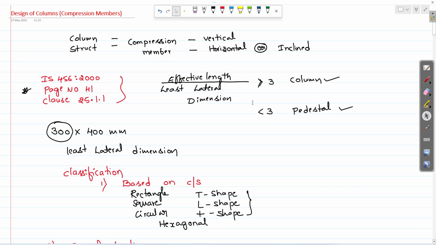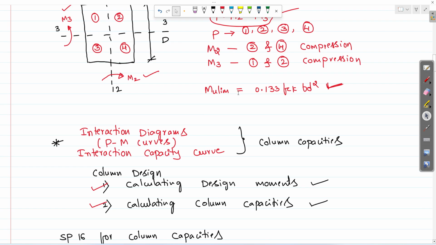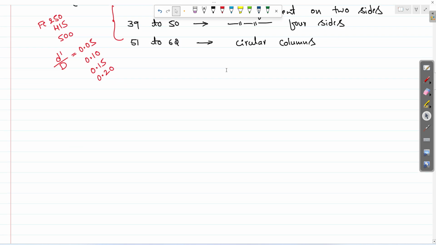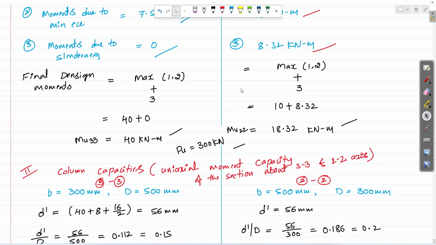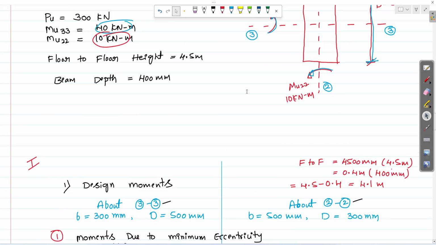Okay, first you understand the manual procedure for column design. Later you can watch the video on design of columns in ETABS software. From ETABS you extract P, M2, M3 values and you start calculating. So you will come to know what the design procedure is.